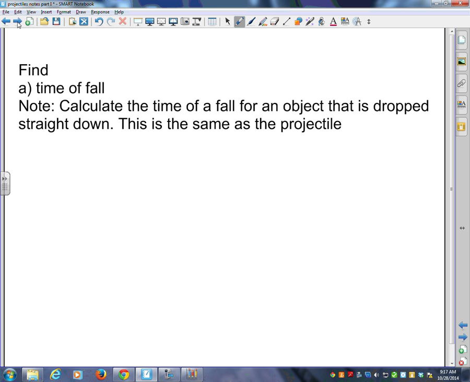Okay, so find the time of fall. How tall is the cliff? 45 meters. Note, calculate the time of fall for an object that is dropped straight down. This is the same as the projectile. Does it matter that it's being projected horizontally at 25? Is it going to take any longer for it to fall if it's being projected horizontally?